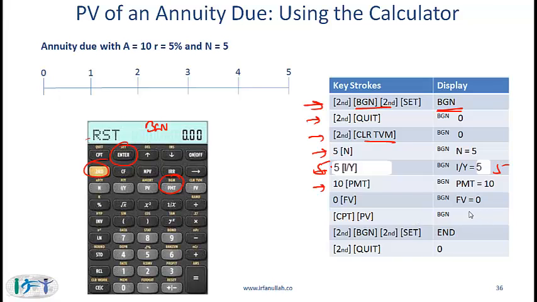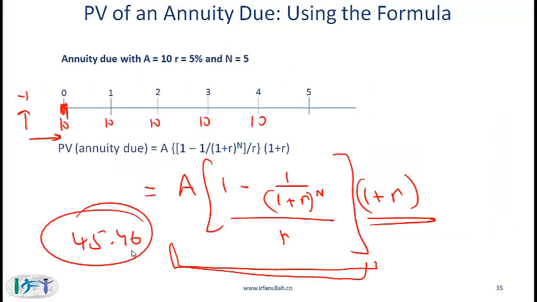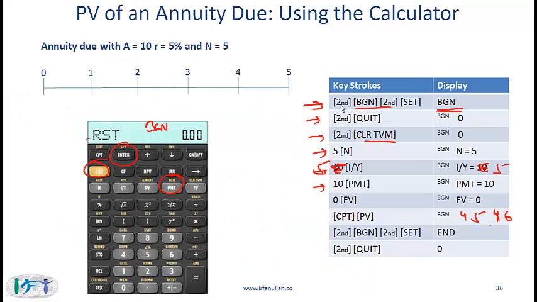And what you should get here is 45.46, which is the same answer that you should have gotten on the previous calculation. And notice also that 45.46 is equal to the present value from the ordinary annuity, which is 43.29 multiplied by 1.05.